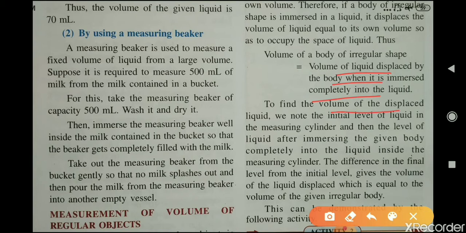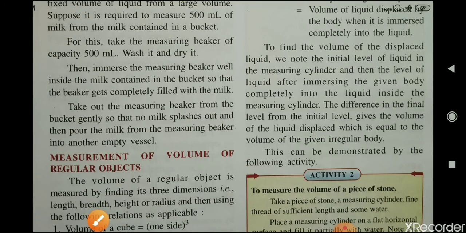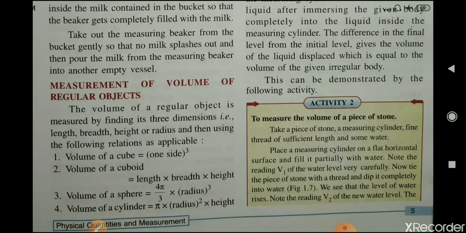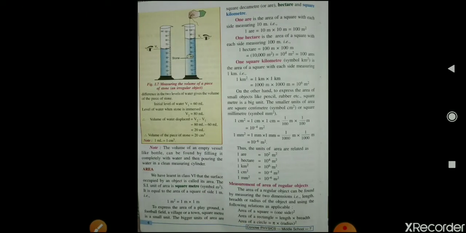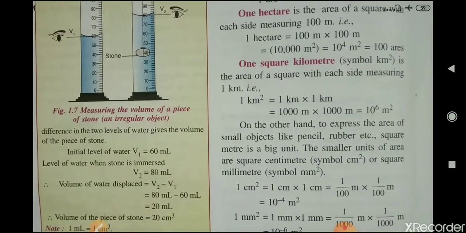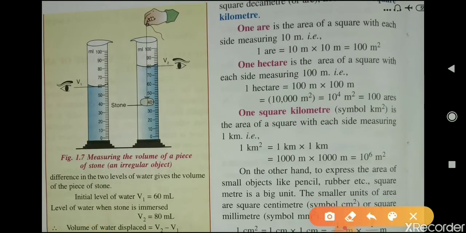Now, to find the volume of displaced liquid, we note the initial level of water in the measuring cylinder and the level of liquid after immersing the given body, and then by finding the difference between the final level and the initial level, we can find the volume of the liquid displaced, which is equal to the volume of an irregular body. For this, see activity number 2. You have taken 60 ml of water in a measuring cylinder. You can see here, this is a measuring cylinder and you have taken 60 ml of water. Now, when you immerse this stone in this cylinder, the level of water rises to 80 milliliter.